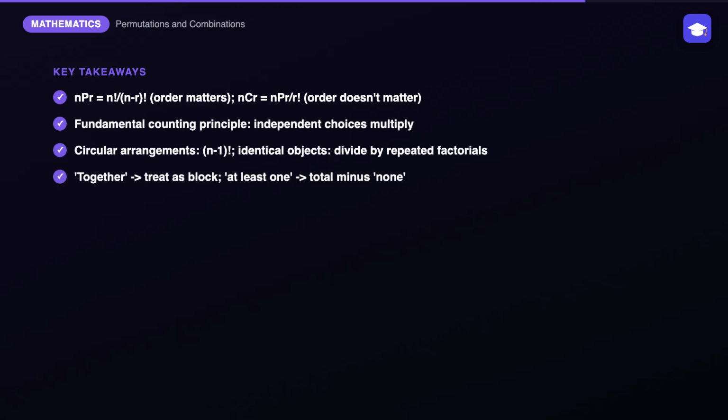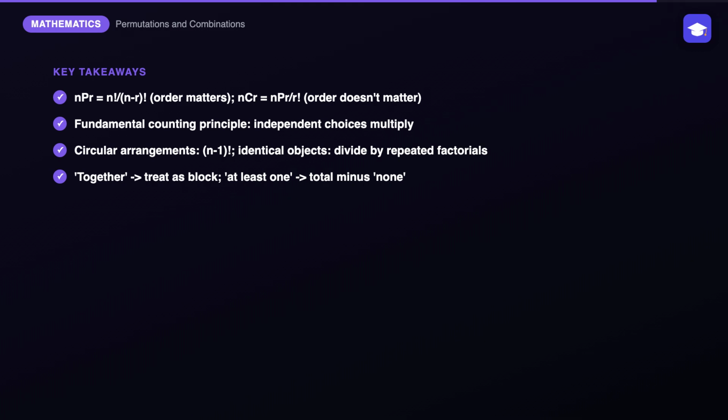Let's recap. Permutations count arrangements where order matters. nPr equals n factorial over n minus r factorial, while combinations count selections where order doesn't matter. nCr equals nPr divided by r factorial. The fundamental counting principle multiplies independent choices, and special cases like circular arrangements, identical objects, and together or apart restrictions each have their own systematic techniques.